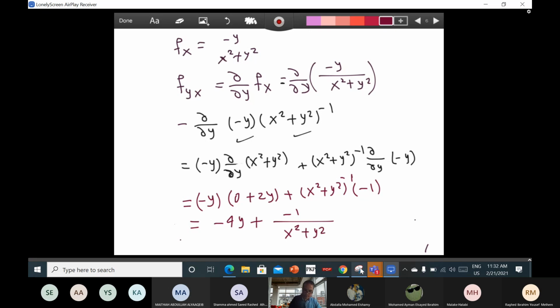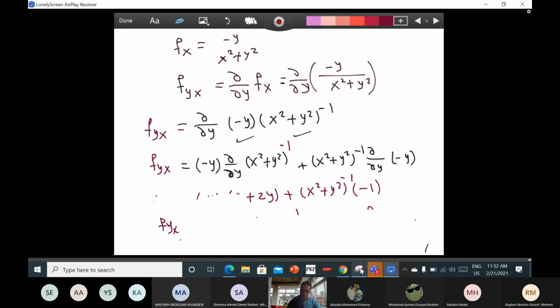Is it clear? So fyx, by the way, is the same as fxy, which is the same as fxy. Okay? Doctor, the differentiation of x squared plus y squared, it's to the power minus 1. To the power minus 1? Yes, we missed the minus 1 here, right? Yes. Thank you. Caught it. Very good. So we have a mistake here. So the first part is wrong, right?